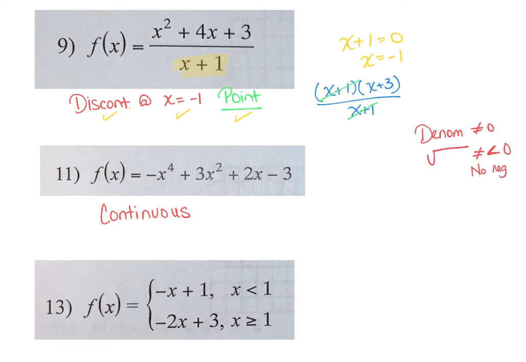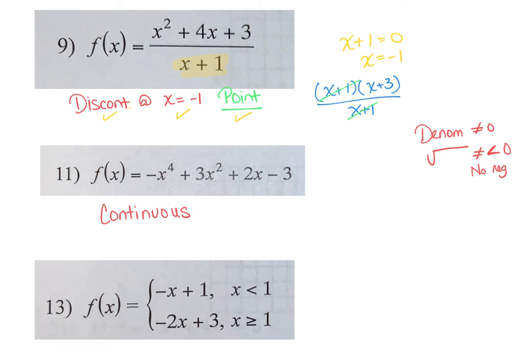If it's just a polynomial with no denominator and no other issues, polynomials are continuous. All right, just regular old polynomials that are not rational, meaning there's not a denominator. They're not radical, there's no root to worry about. It's always going to be continuous when it looks like this. All right, let's look at the next one.